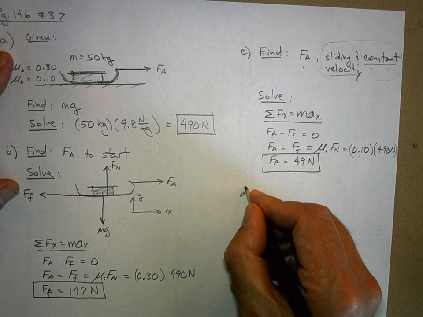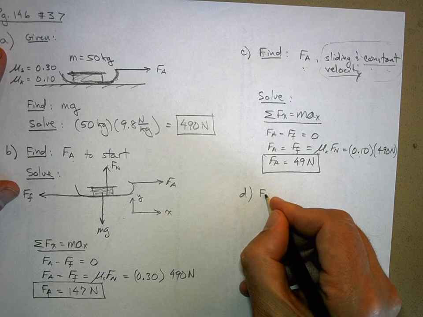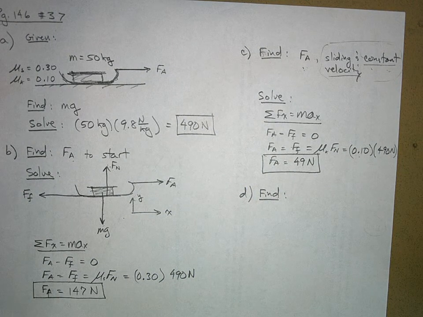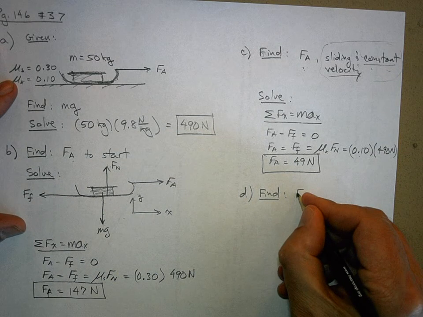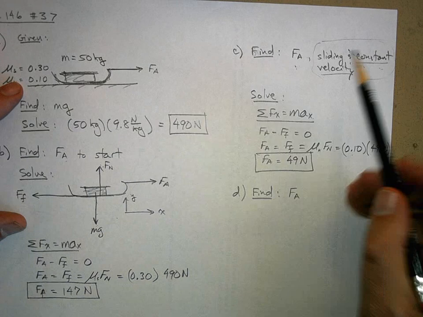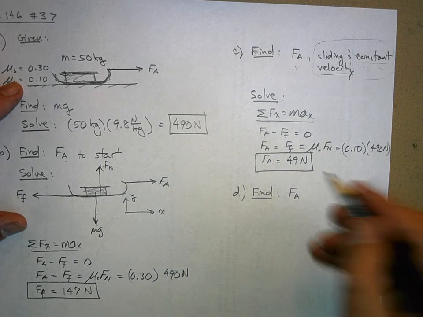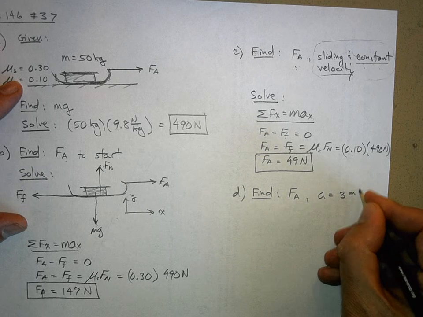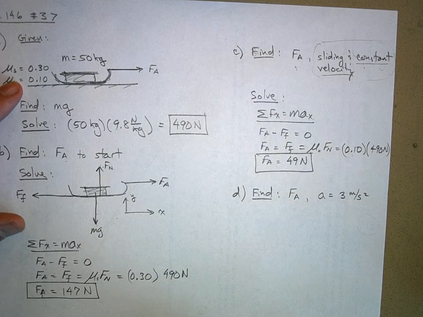Now for part D, let's read the problem. What are we trying to find in part D? It says, once moving, what total force must be applied to the sled to accelerate it at 3 meters per second squared? So again, we're going to try to find the applied force, and it's going to be sliding, but now the velocity isn't constant. What do we know? a equals 3 meters per second squared. Now there is an acceleration.